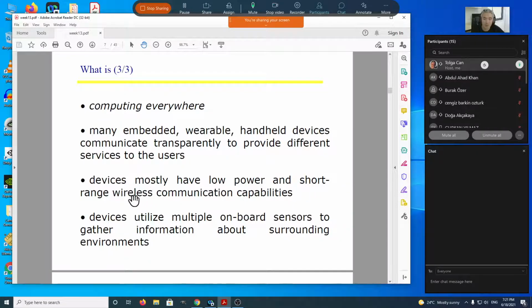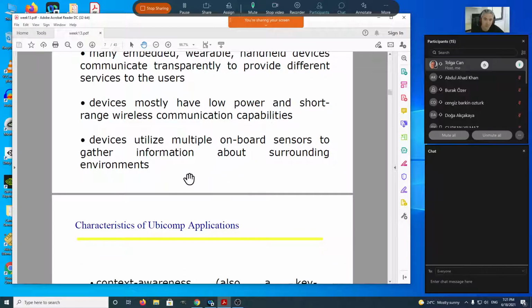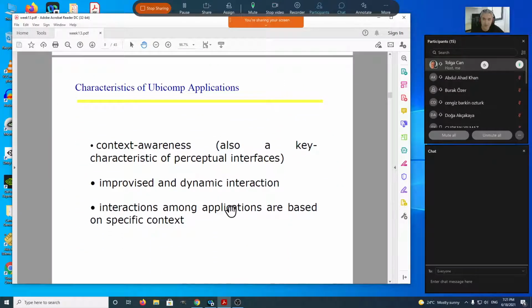And there's also short-range wireless communication capabilities. That's basically describing Bluetooth. And the devices utilize multiple onboard sensors to gather information about surrounding environments. So these are all things that are realized today.